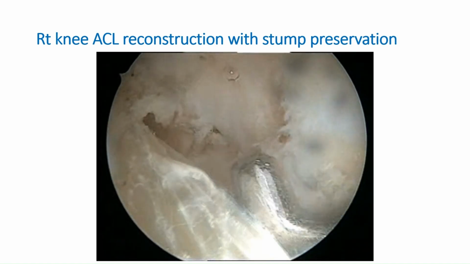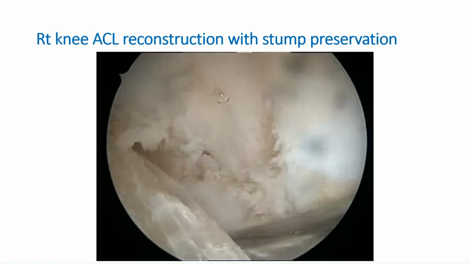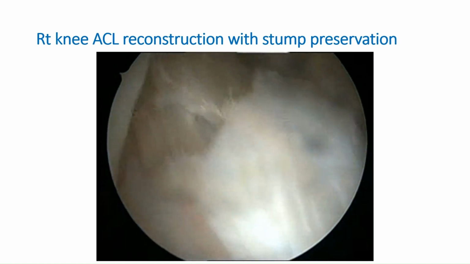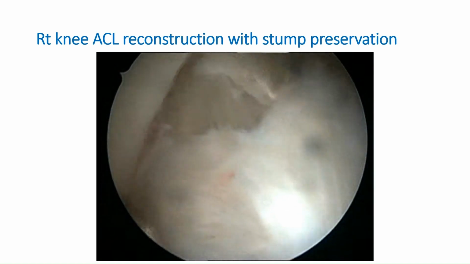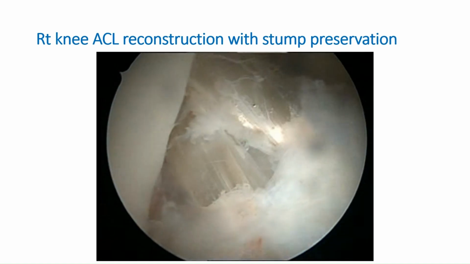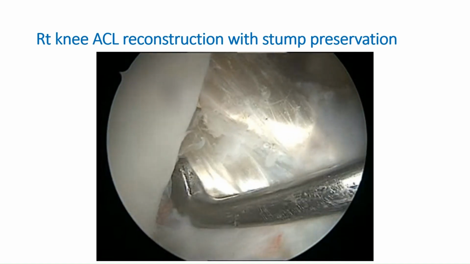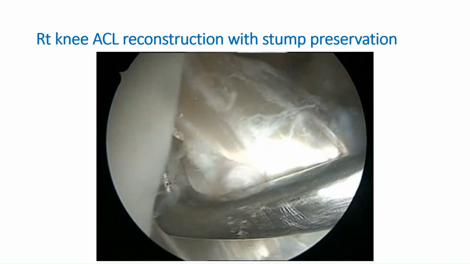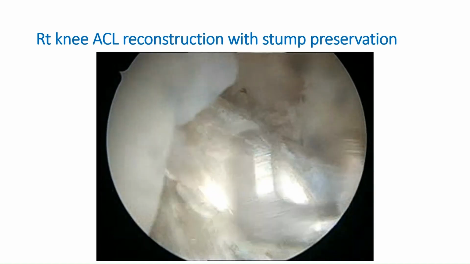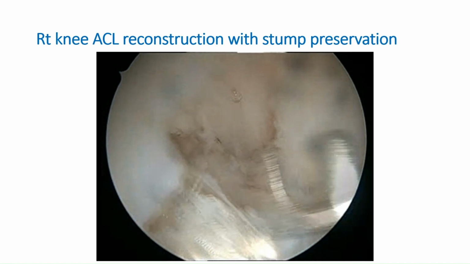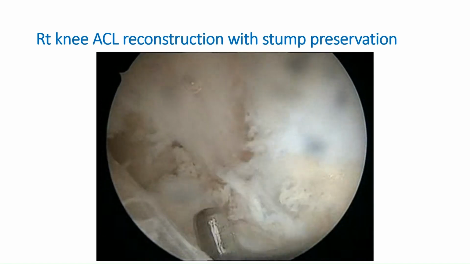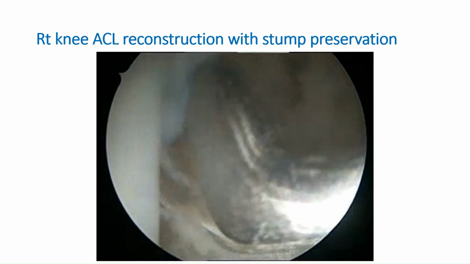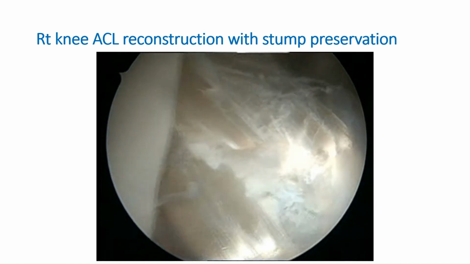Now this is the native ACL we are palpating on, extending far posterior. This is the graft, and this is the mid-substance and the tibial attachment of the native ACL, and this is our graft. And this is the native ACL. So it's delivering the graft through the native ACL without removing any part of it, especially in cases where we have a partial ACL injury and some of the fibers are still there on the femoral attachment.